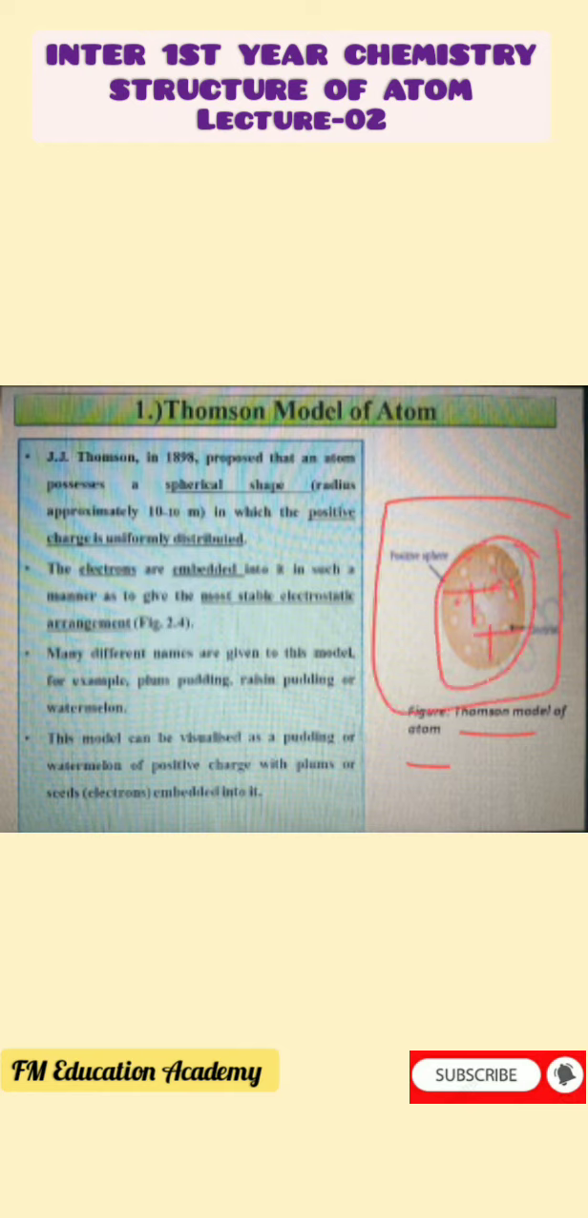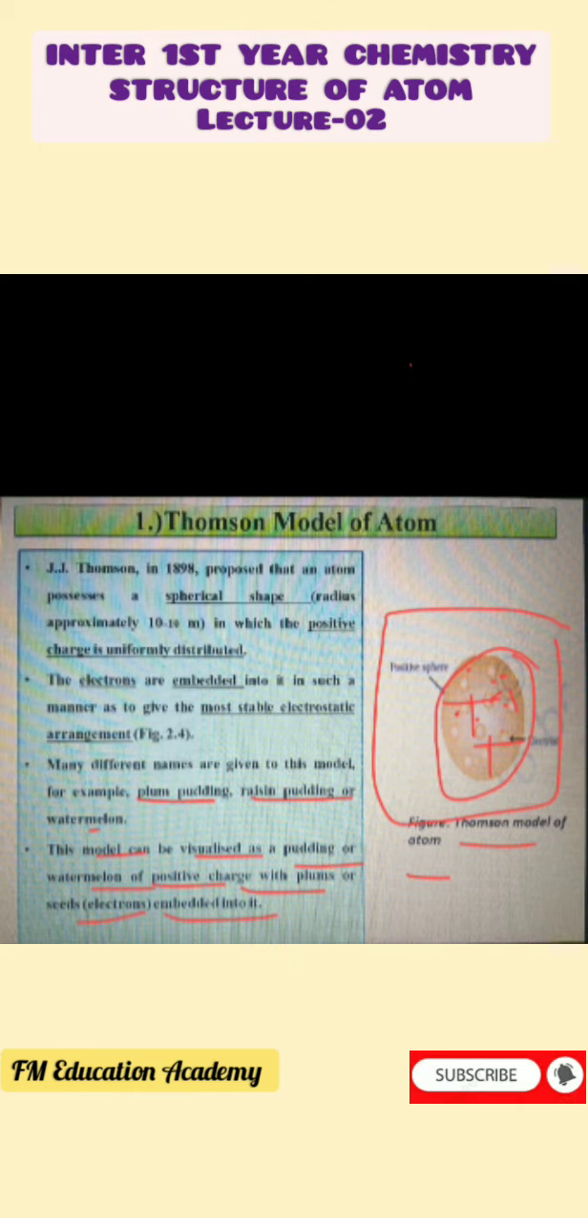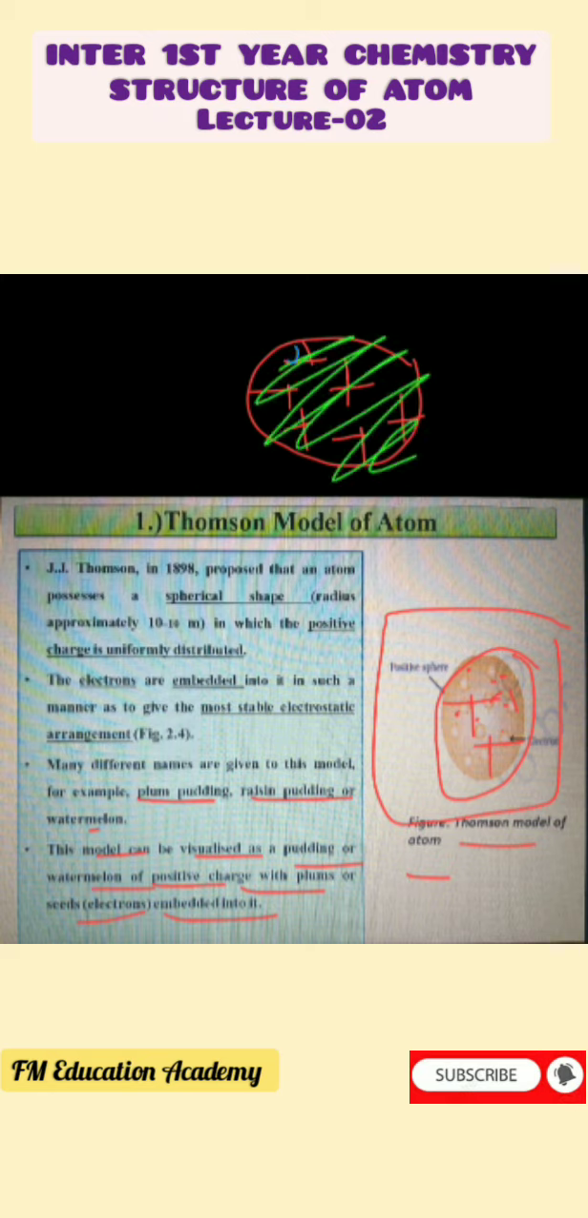It is also known as the plum pudding, raisin pudding, or watermelon model. This model can be visualized as a pudding or watermelon of positive charge, with plums or seeds, the electrons, embedded into it. For example, this is my atom; it is already made of positive charge. In this it will have some seeds, like how a watermelon has seeds, and those seeds are called electrons. So this was the assumption made by Thomson: the whole atom consists of positive charge, and in it there are some negative charges.